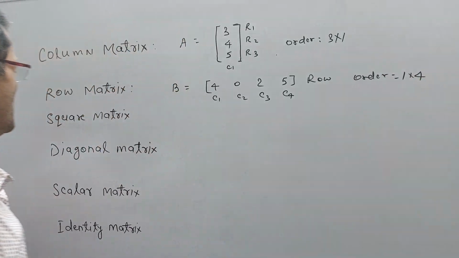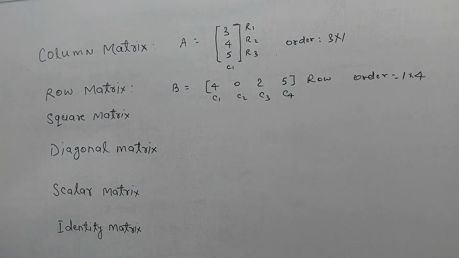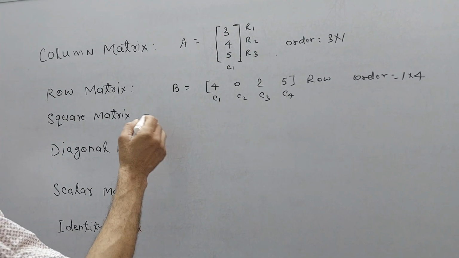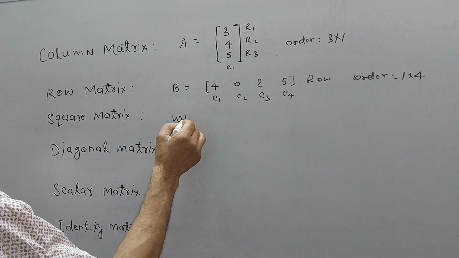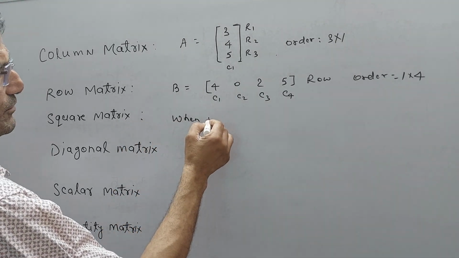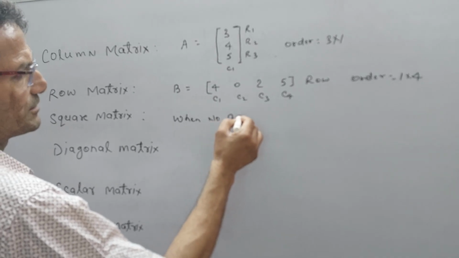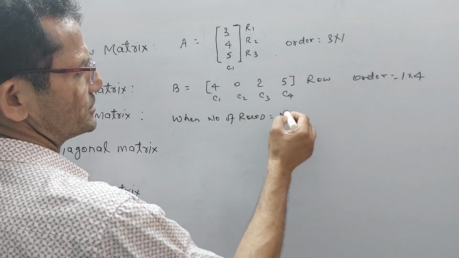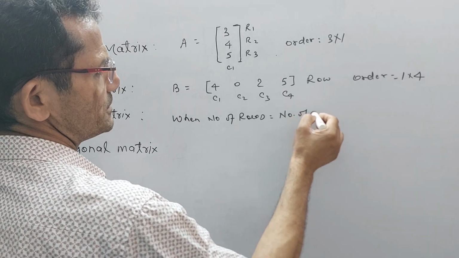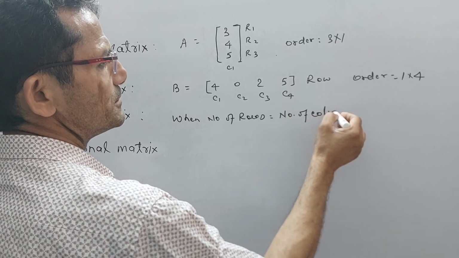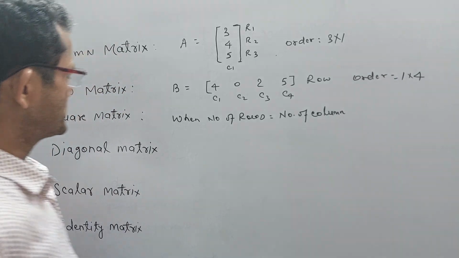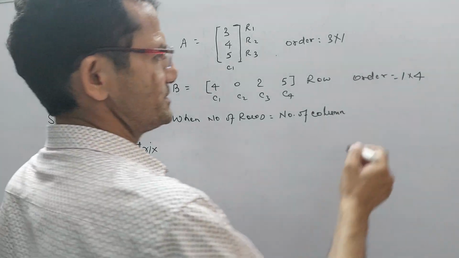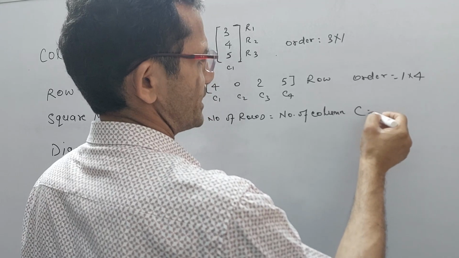Now square matrix. In a square matrix, the number of rows is equal to the number of columns. So it is called a square matrix when the number of rows is equal to the number of columns. Let us suppose we write a 3 by 3 matrix. So this is the 3 by 3 matrix.